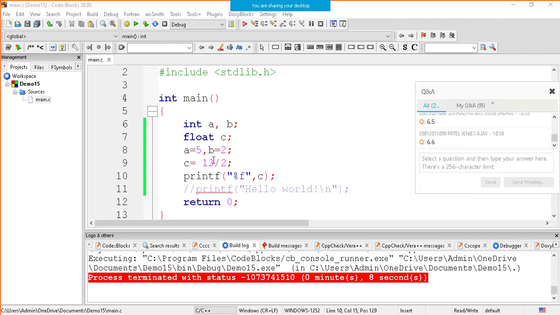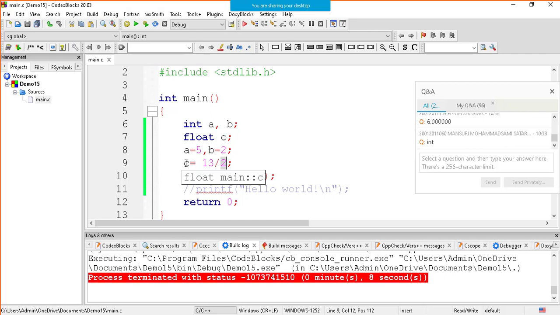Please understand. What is 13? Integer constant. What is 2? Integer constant. So both are integer. So the arithmetic operation will be performed in integer, and the answer will be in integer. So 13 by 2 is actually mathematically 6.5, but the rule of C programming is that since both were integers, the answer will come in integer only. So what answer came in integer? 6. The answer is 6, but it is going inside C.